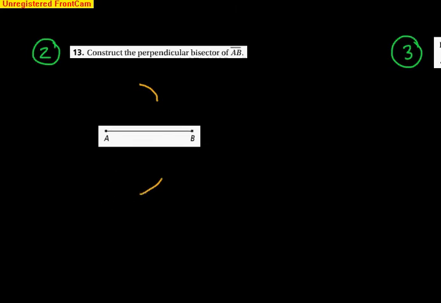And then I'm not going to change my compass setting. I'm going to leave the compass setting alone. I'll come to B, and I'll do the exact same thing. I'll make an arc, and I'll go down and make an arc. And where those two arcs cross, these are the 2 points that you will connect with a line that'll be the perpendicular bisector of segment AB.